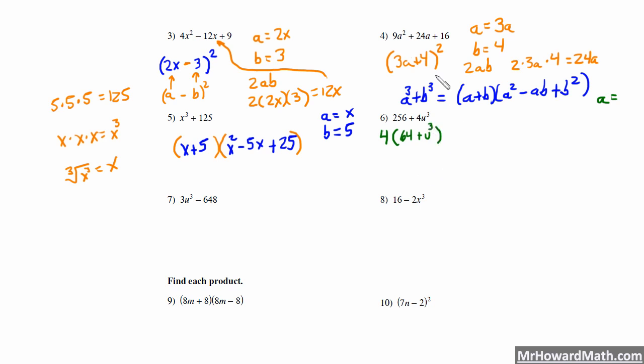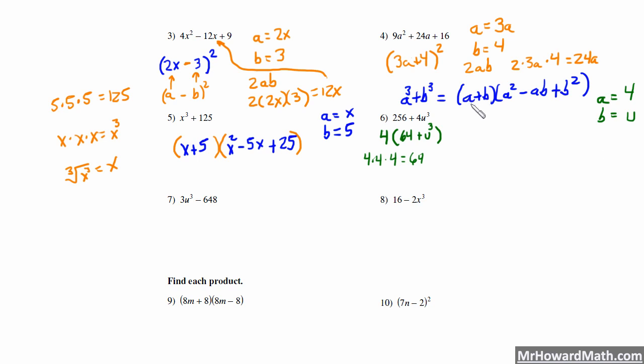Okay, so we still have the sum of two cubes here, because 64, what is the cube root of 64? Well, that's going to be 4, right? Because 4 times 4 times 4 is equal to 64. 4 times 4 is 16, and 16 times 4 is 64. So our a value here is going to be equal to the cube root of 64, which we determined is 4. And our b value is going to be equal to the cube root of this term right here, u cubed. The cube root of u cubed is just u, because u times u times u equals u cubed.